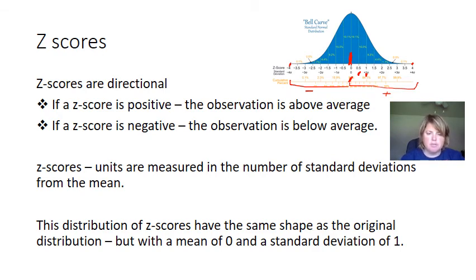The distributions of z-scores have the same shape as the original distribution, but they will always have a mean of 0 and a standard deviation of 1. So some students think that z-scores always have to have a normal distribution, which isn't necessarily true. So it matches the same distribution as what the data came from.